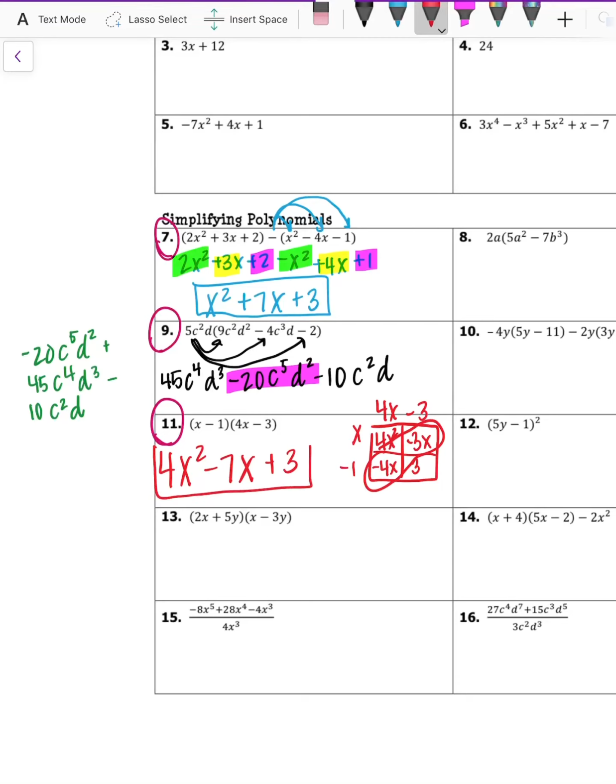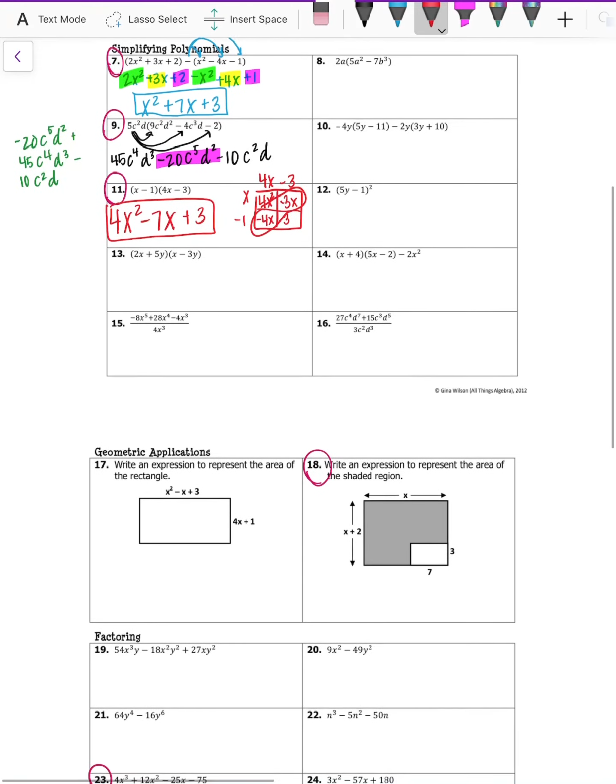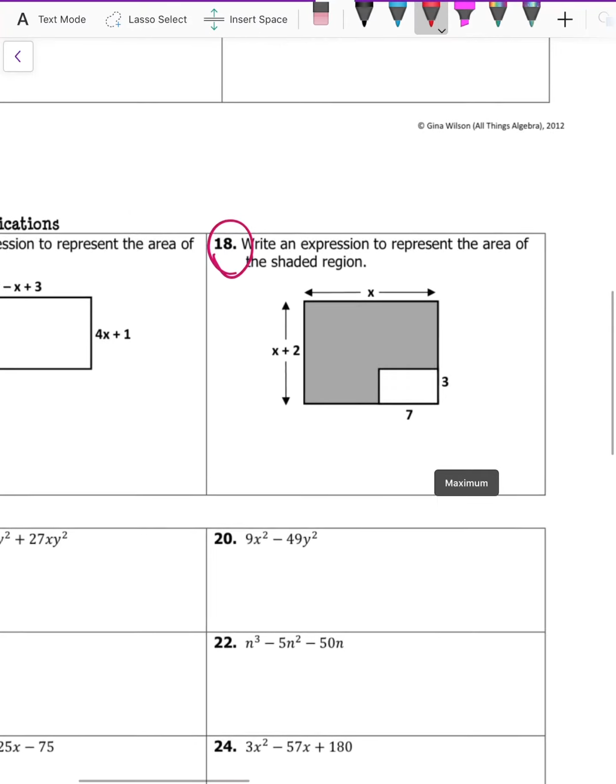then plus 3 left over. And I'm done. Okay. All right, now let's move on to the next problem. I've got number 18 here.